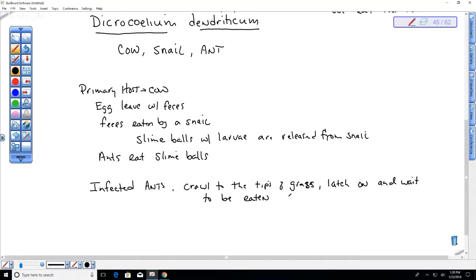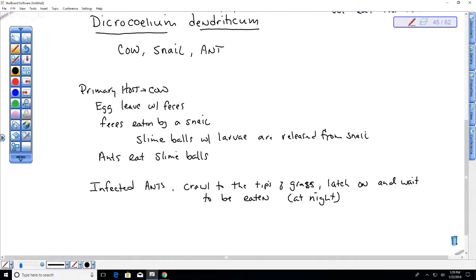So this is at night. So I'll put that in parentheses. So instead of going back to the colony, so most ants would go back underground to their colony at night, the infected ants act differently. So they crawl up, they latch on, and then they wait. And so they sit there all night, and if they don't get eaten by a cow, then they come back down and they perform as a normal ant during the day, except at night, instead of going back to the colony, they go back up the blade of grass until they finally get eaten.